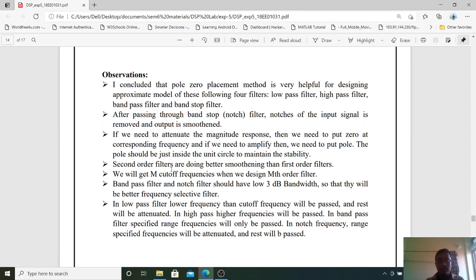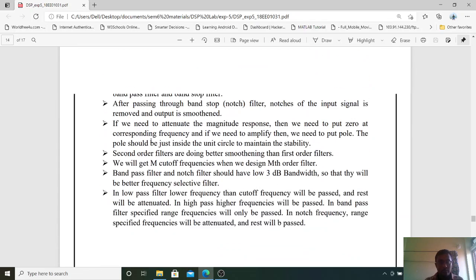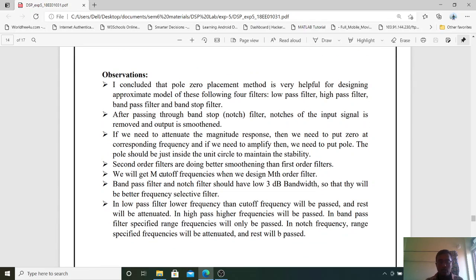We can also observe that second order filters do better smoothing than first order filters. In the first order we get 1 pole and 1 cutoff frequency, and in the second order we got 2 cutoff frequencies. So we can say that in an mth order filter we will get m cutoff frequencies.